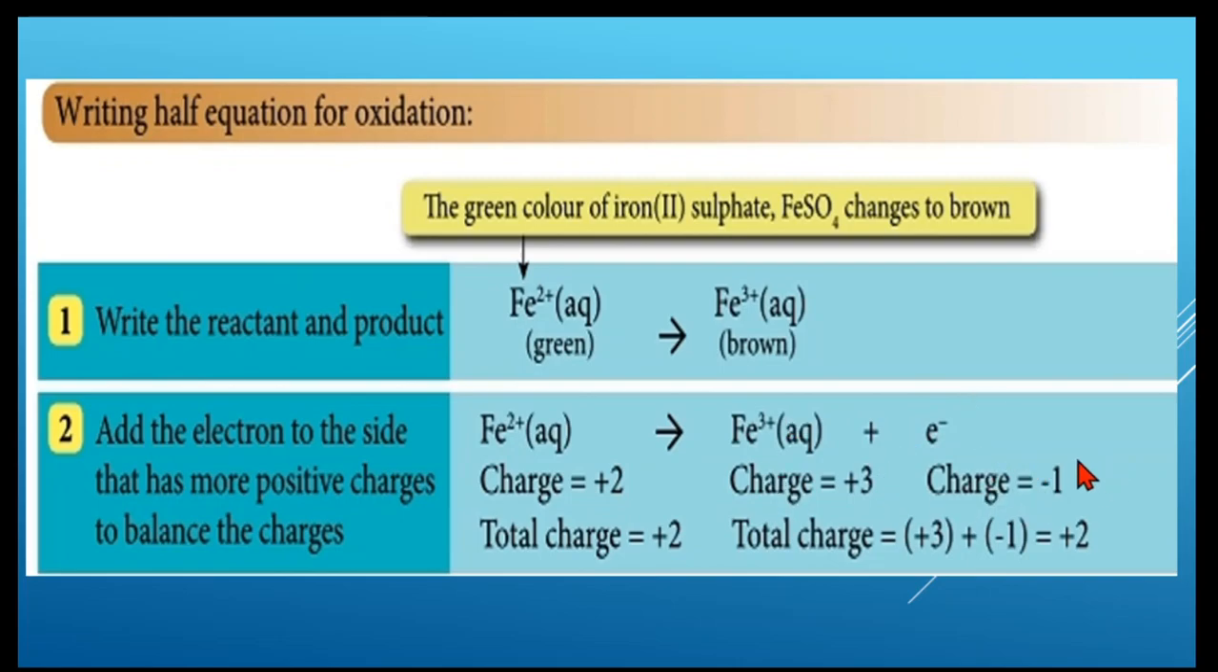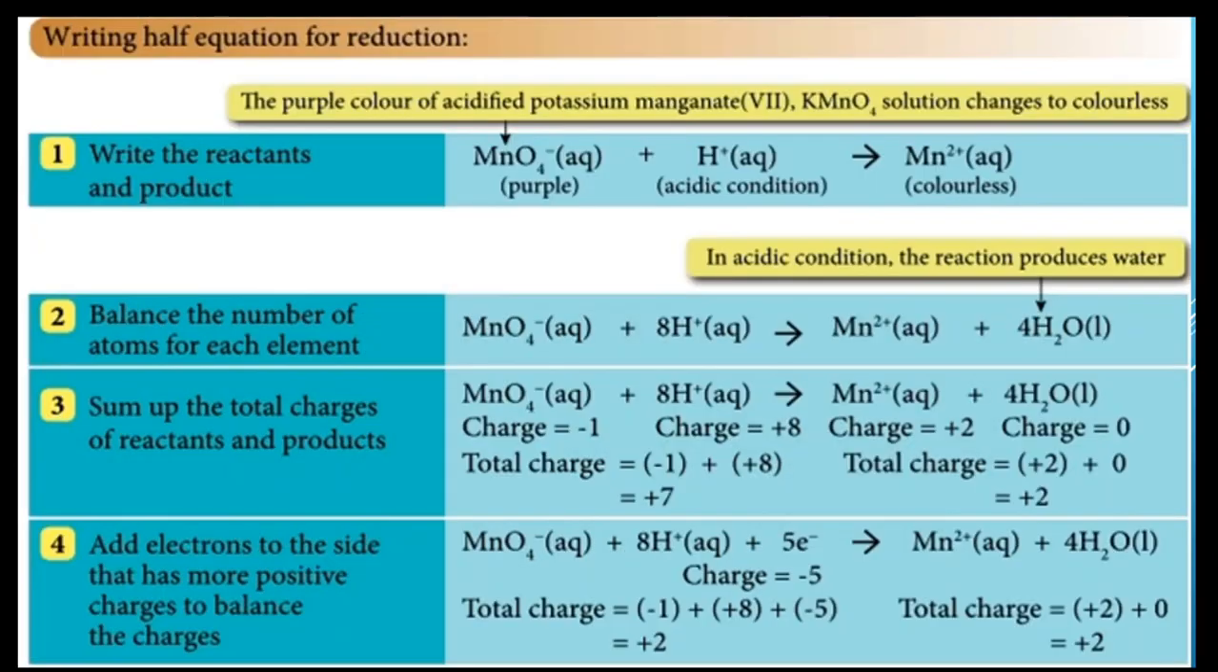Memang kan? Okay. So 3 tolak 2. Charge dia negatif 1. So barulah total charge dia sama. Sini positif 2. Sini pun positif 2. Okay. Begitu cara untuk write half equation.